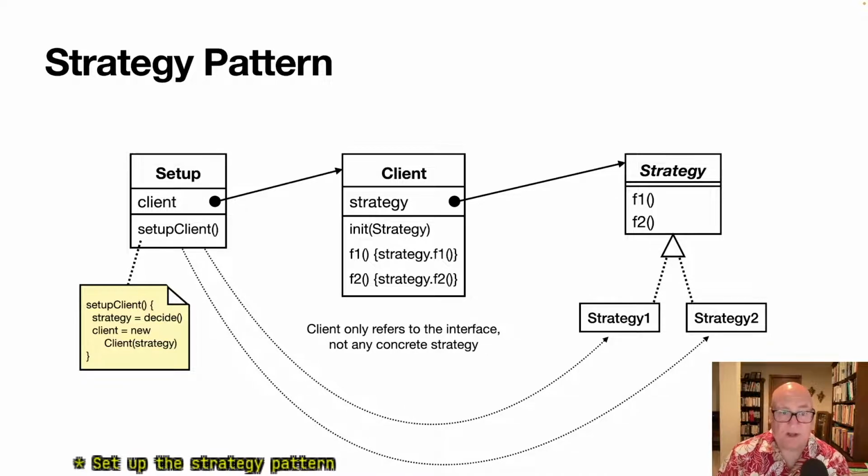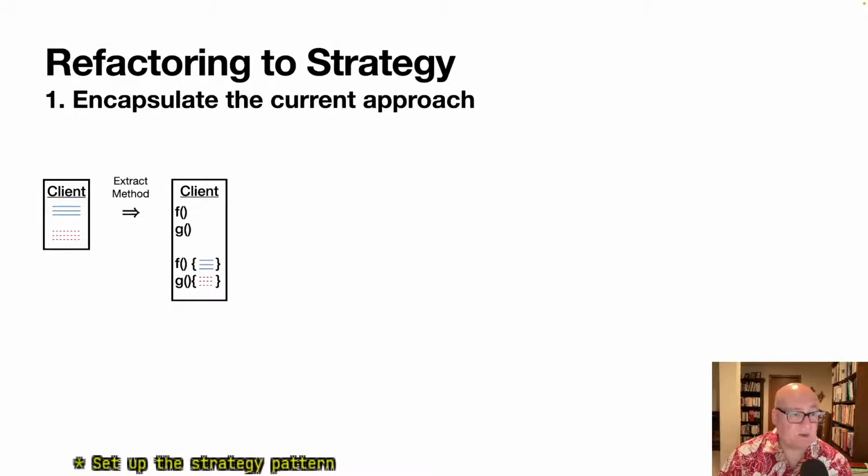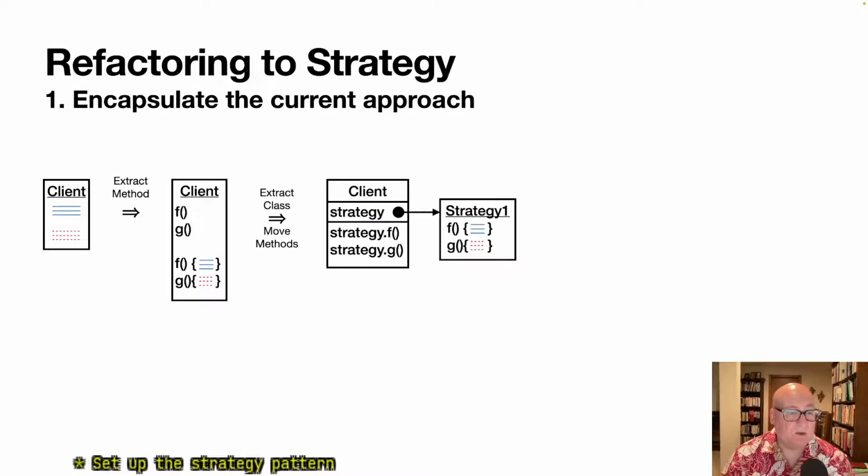All right, so our goal then, or at least our path we're choosing, is we're going to refactor our current approach to use the strategy pattern and then plug in a new parser that calls the parser combinator library. So we have some sort of client code. We'll extract out the methods that are going to be specific to the strategy, so the methods that are going to be on the strategy object, we extract those out, and then we're going to extract a class.